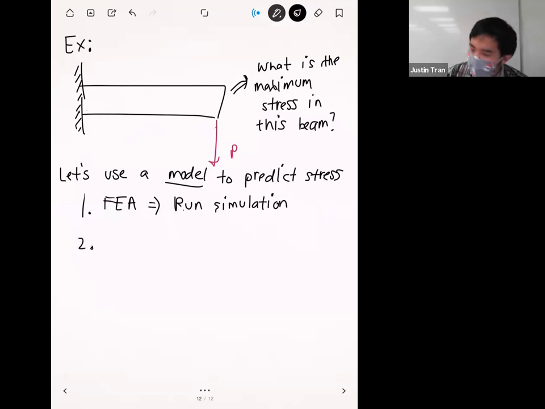And so that's one way that we can approach this. That's one way we can answer that question. Another way that we can approach this problem is we can use analytical methods, right? And so let's say that we use a beam equation. Let's say that we use a Euler-Bernoulli beam equation.